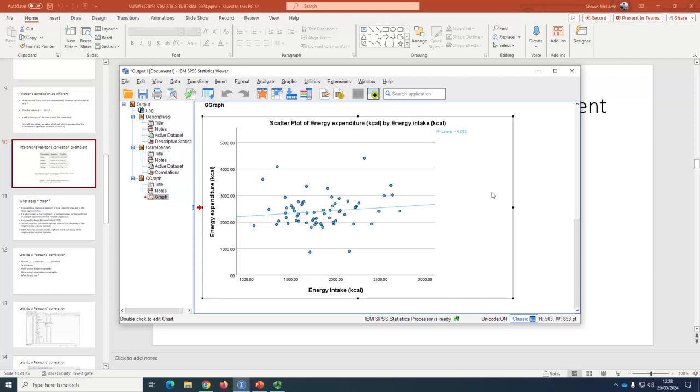Now your question earlier was about the p-value. P-values are probabilities. They tell us the probability of the null hypothesis being true. So when it comes to correlation statistics, essentially what we're asking the computer is, is there a relationship between x and y? Our null hypothesis is that there is no relationship between x and y. So we said there is no relationship between intake and expenditure.